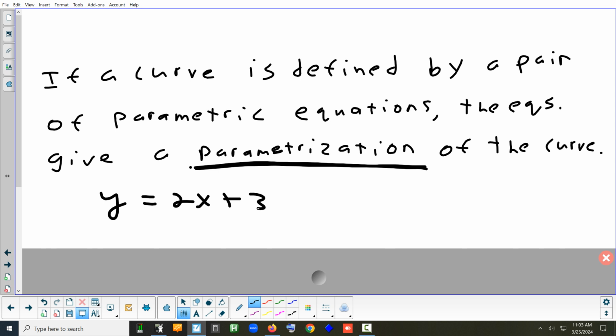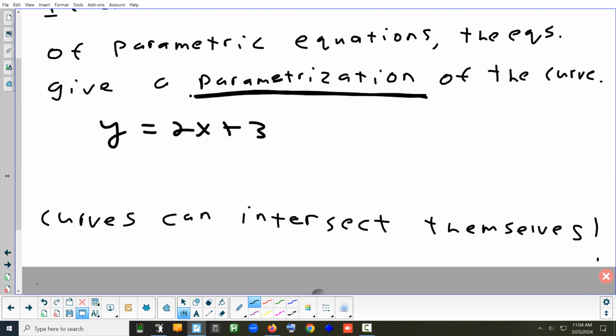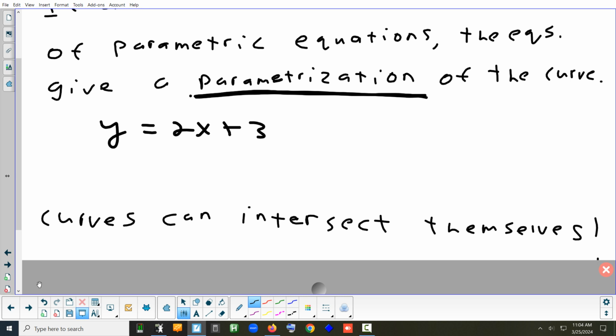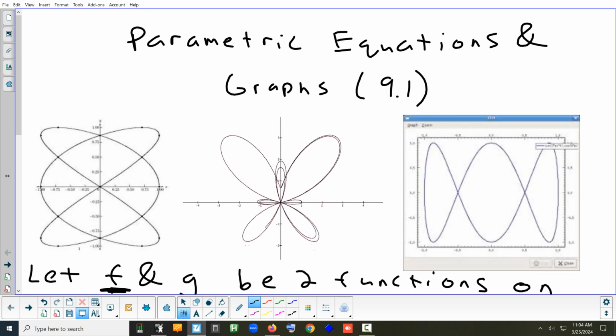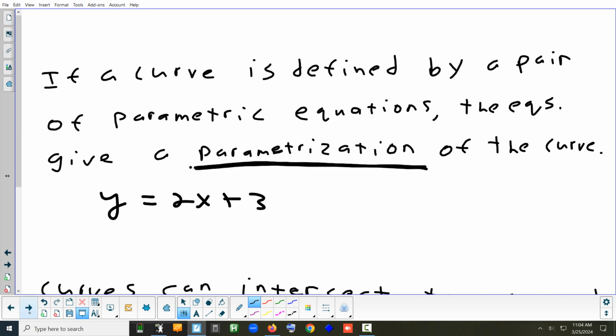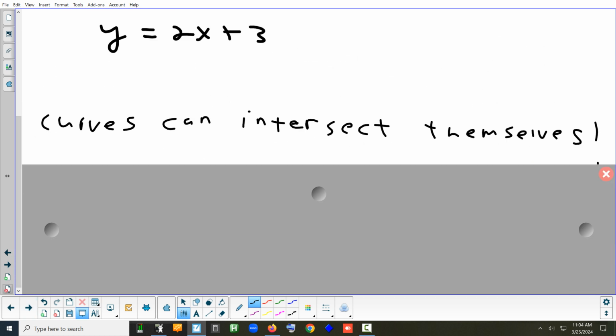So two parametric equations give you a parametrization of your curve. Remember, curve doesn't necessarily have to mean it really curves. Anything drawn parametrically is a parametric curve, at least in our book. Curves can definitely intersect themselves. You saw that on the group of first pictures I gave you. They can come back and cross over each other. Where when we do functions, that doesn't happen, because if something crossed itself, it would fail the vertical line test.